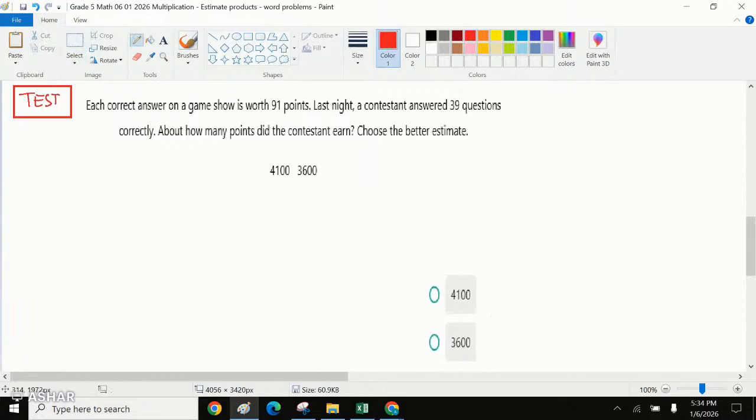Question number 1 in the test says each correct answer on a game show is worth 91 points, right? Last night, a contestant answered 39 questions correctly. So how many points did the contestant earn? If our two given options are 4,100 and 3,600, do we have option A or option B?